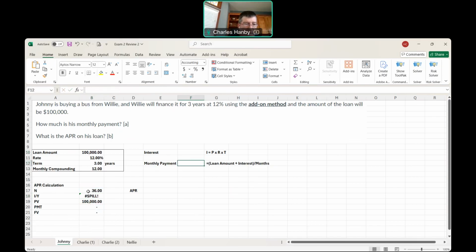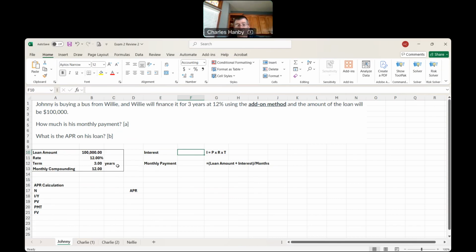All right. So this is the review for exam 2. Sorry, exam 2 will look very much like exam 1. The problems on exam 2 will be 3 different kinds of loans, and then mortgage refinancing. So we'll have add-on method, discount method, and declining balance method loans.